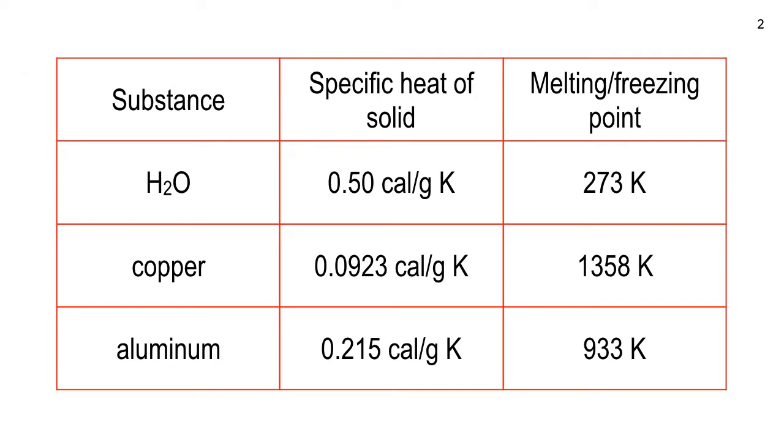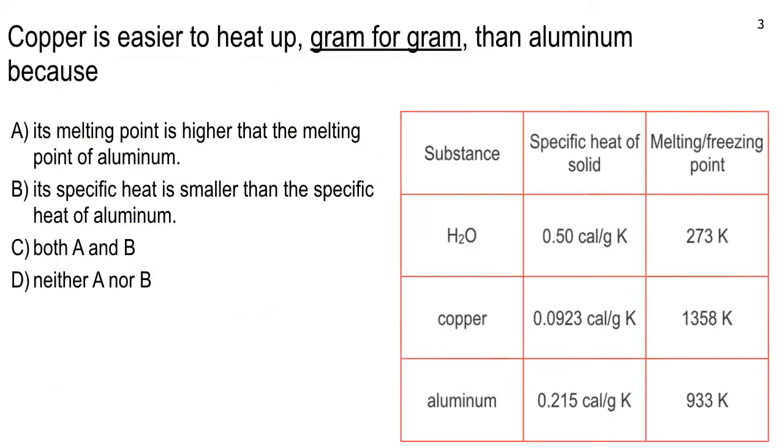So, here's your first question. Here's the table, same table, you can keep copying it. Copper is easier to heat up gram for gram. Why is that? Because what? Go ahead and vote. Read carefully and make a vote.